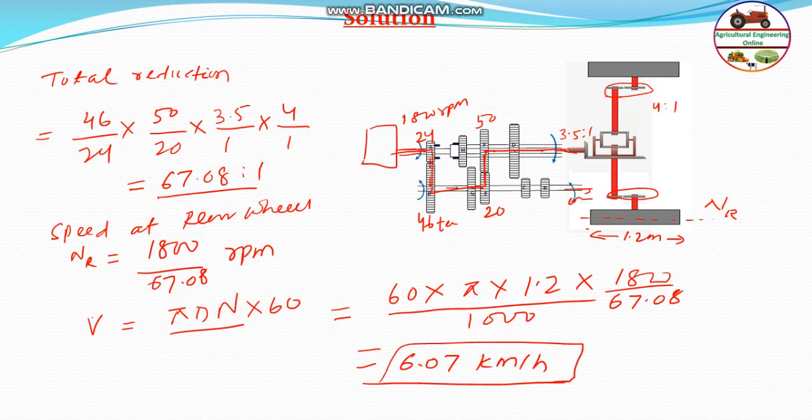It's straightforward. The gear ratios and speed reductions are given, so you can calculate the forward speed of the tractor.